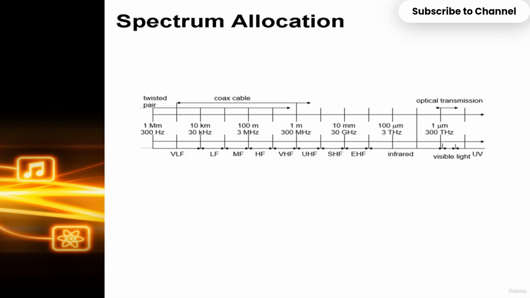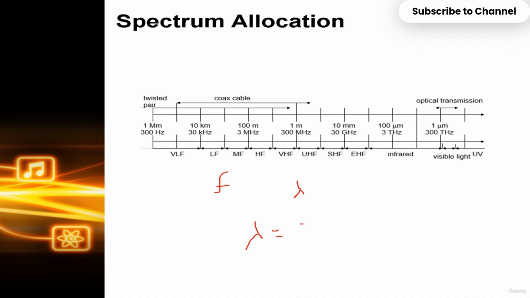As we already saw, different frequencies are used with different wavelengths. Here we can see that twisted pair cable, coaxial cable, or optical transmission media are used for communication. One more important thing to remember is the relationship between frequency, denoted by f, and the wavelength lambda. Lambda is given by c divided by f.